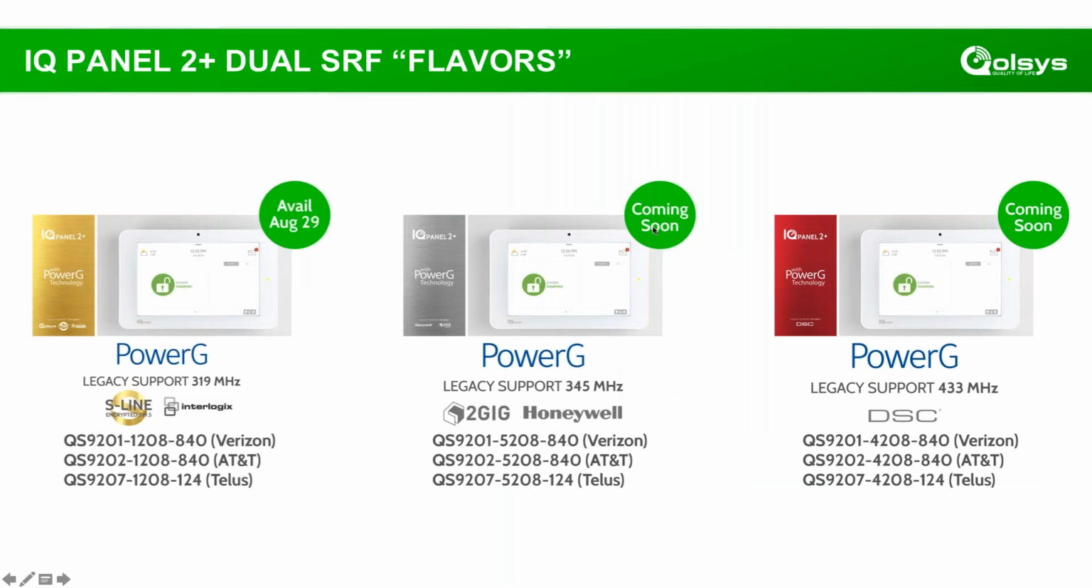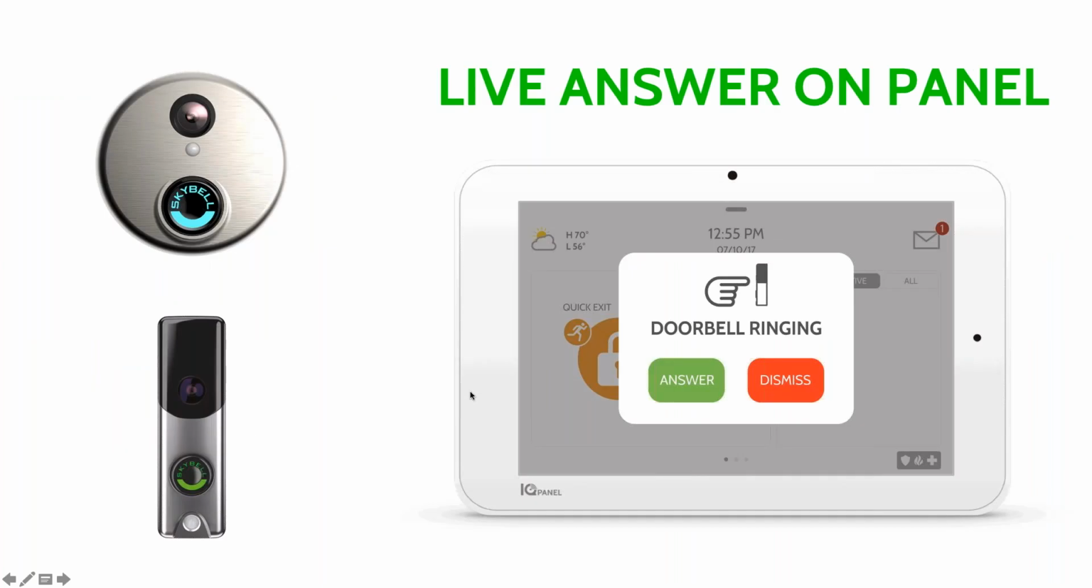As mentioned, this is an old slide, so ignore the coming soon. These are all available now, but these are the 3 different panels, the 3 different levels of SKUs that you guys can order. This first panel on the left is your POWERG with S-line, your Colsys, and your Interlogix radio. The middle panel is your POWERG and 2 gig and Honeywell, your 345 panel. And the far right one is your POWERG and 433 panel. You can see there's different SKUs at the bottom for each panel and for each carrier, so you've got a different SKU for Verizon and AT&T and TELUS for each one of these panels. Keep that in mind when you're ordering these panels.